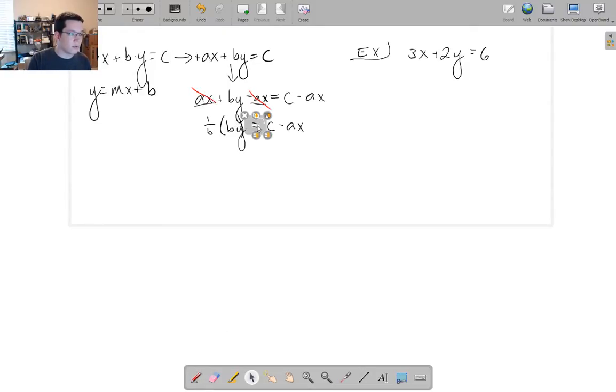and move this divided by b on this side, gives me a 1 divided by b over here. Those will cancel, like so, and I'm left with a y. So when I do this, I have a 1 times y equals 1 divided by b times c minus a times x.